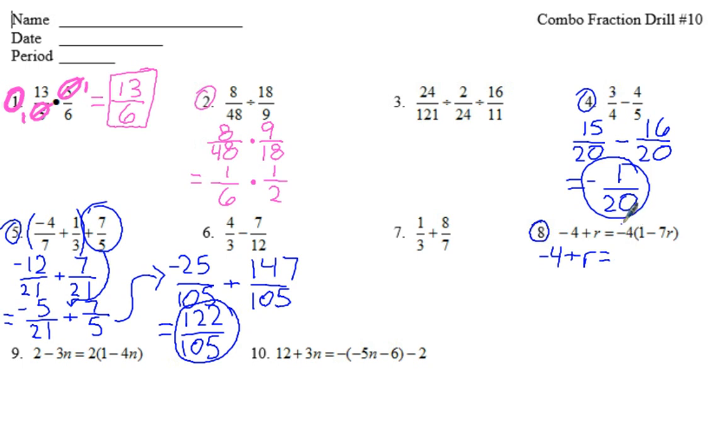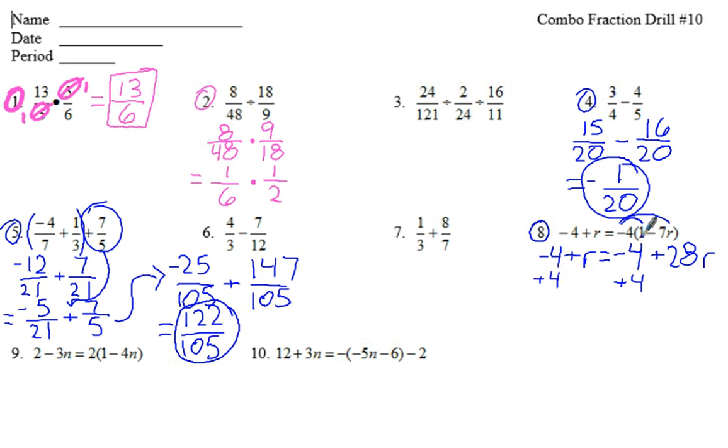I can distribute negative 4 to both of those terms. Negative 4 times 1 gives me negative 4. And negative 4 times negative 7r gives me a positive 28r. All right, so far so good. Let's continue to simplify. I could actually do this in 2 steps. I can add a positive 4 to both sides. Well, we'll break it up in case anyone gets lost.